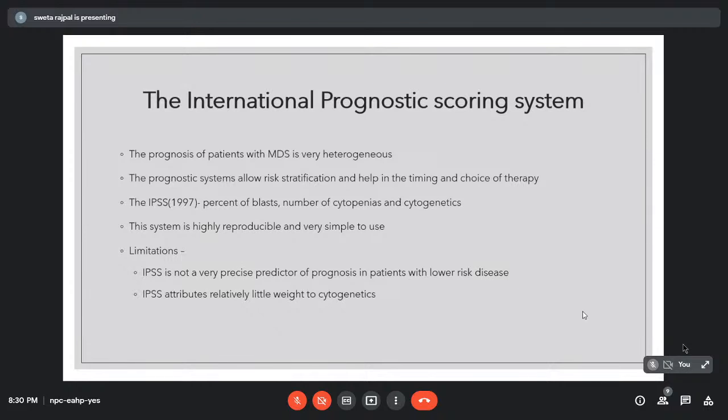So in 1997, the working group in MDS came up with the International Prognostic Scoring System that includes percentage of blasts, number of cytopenias, and cytogenetics. It is very simple and very easy to use. The problem with this is that it is not a precise predictor of prognosis, especially with lower risk disease, and moreover it gives relatively lesser weight to cytogenetics.